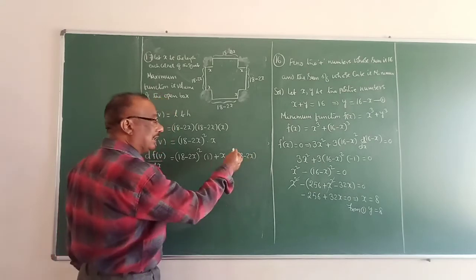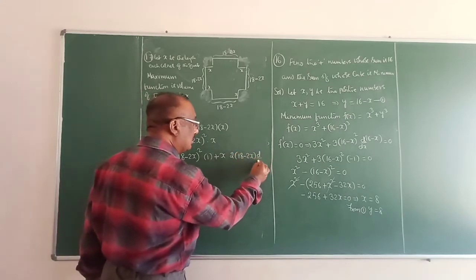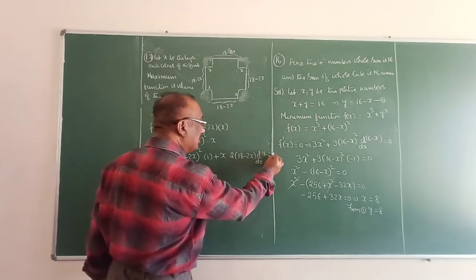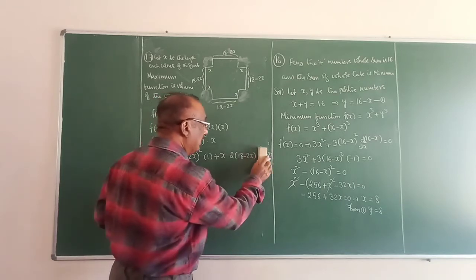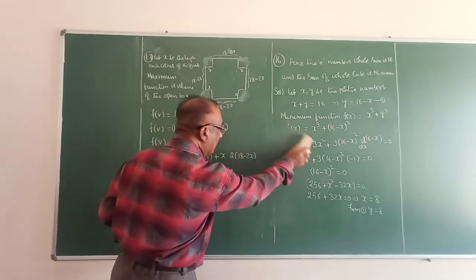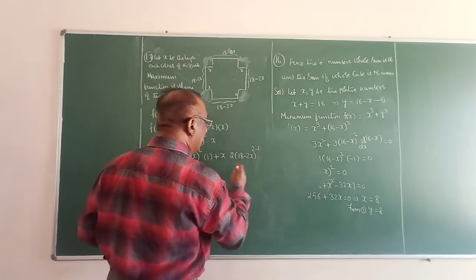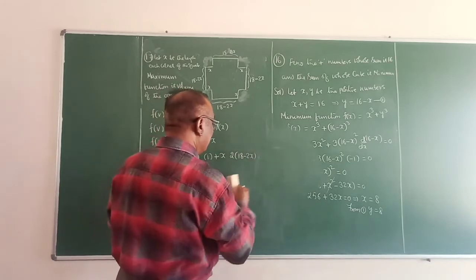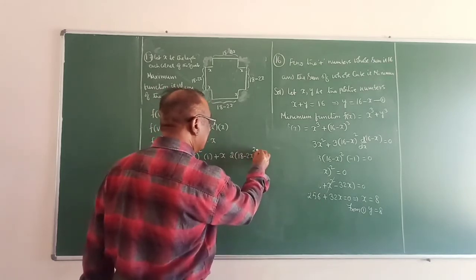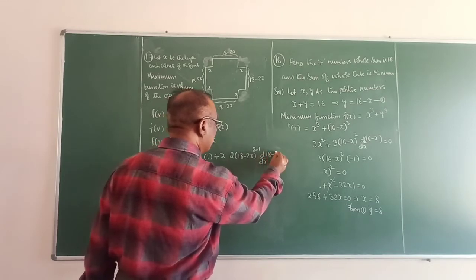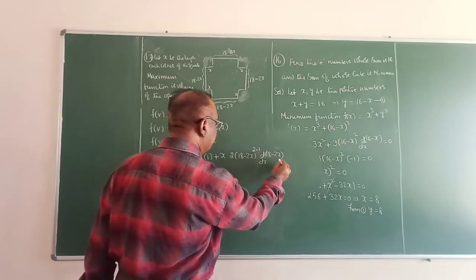Next, the derivative of 18 minus 2x, by the chain rule. So the derivative of 18 minus 2x is 2 minus 1. Next, the derivative of n minus 1 into the derivative of 18 minus 2x is equal to 0.